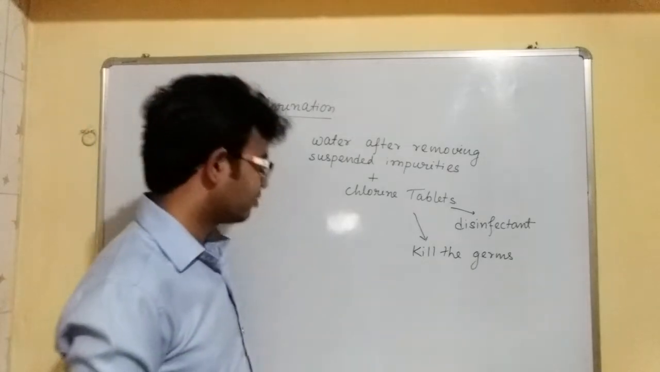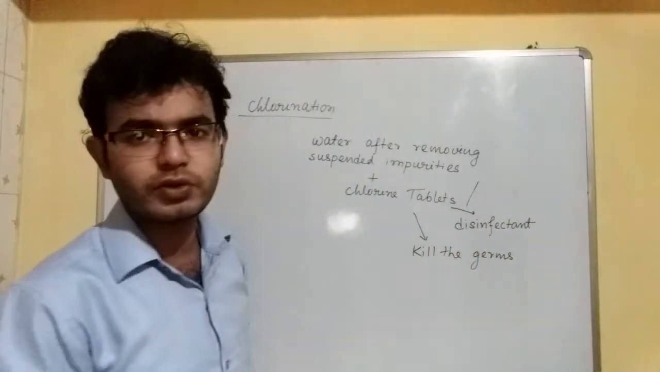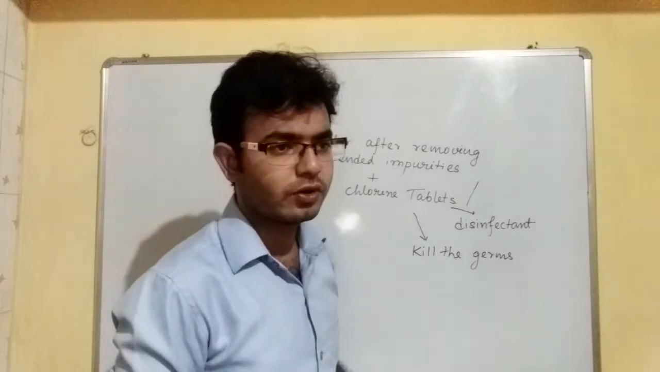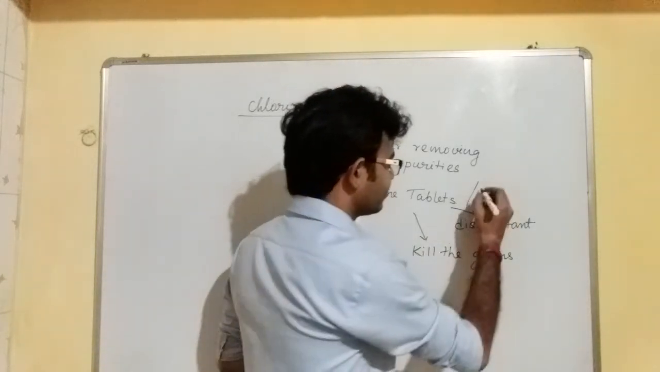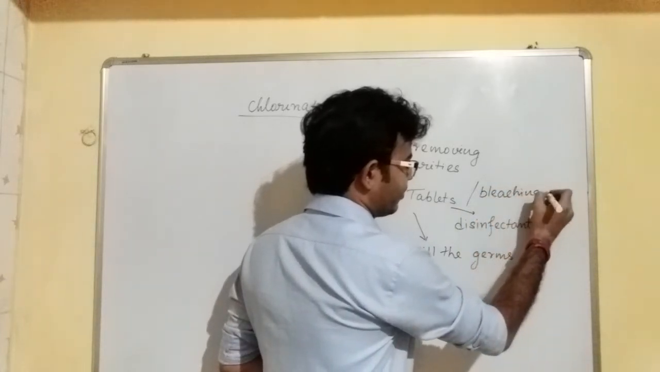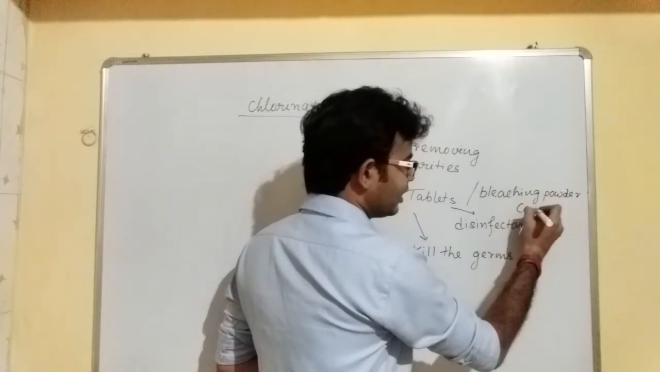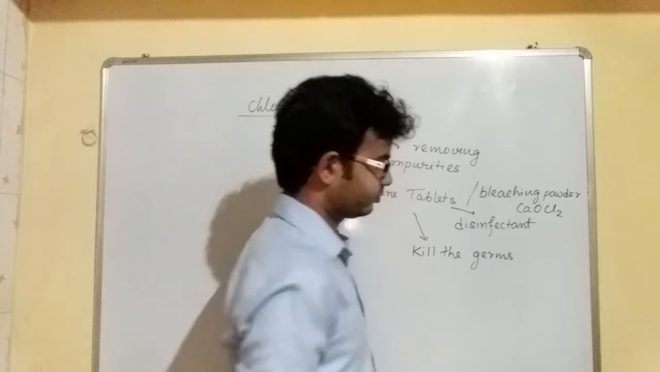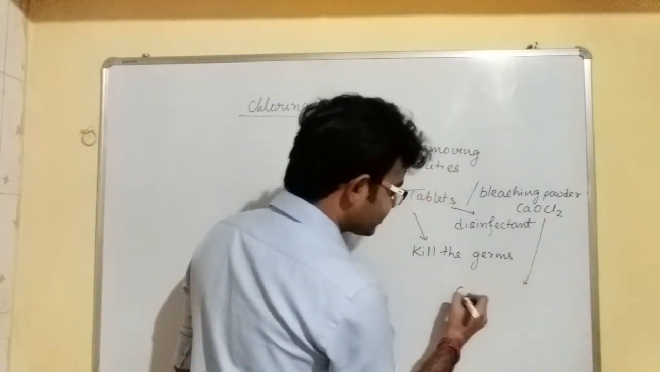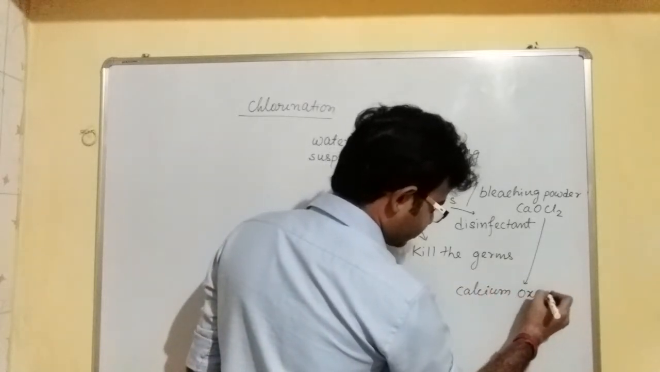Remember, usually the chlorine tablet is used, or any other substance that can be used for this activity, that is bleaching powder. The formula of bleaching powder is CaOCl2. Its name is calcium oxochloride.